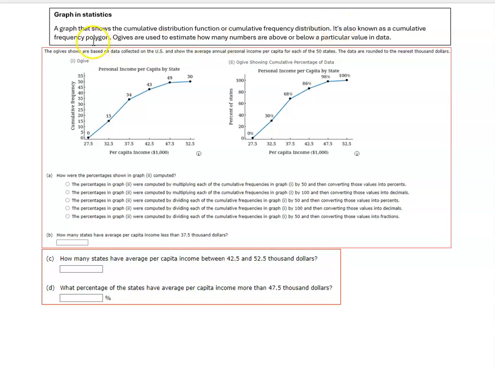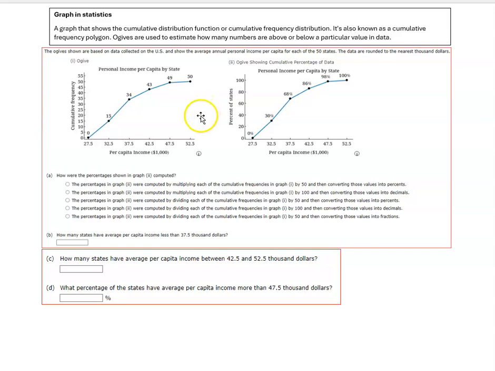It's also called a cumulative frequency. So what it means is, as you move farther to the right, the previous number is added. As we read this, the ogives shown are based on data collected in the U.S. and show the average annual personal income per capita for each of the 50 states. 50 states, that's important. The data are rounded to the nearest thousands of dollars.